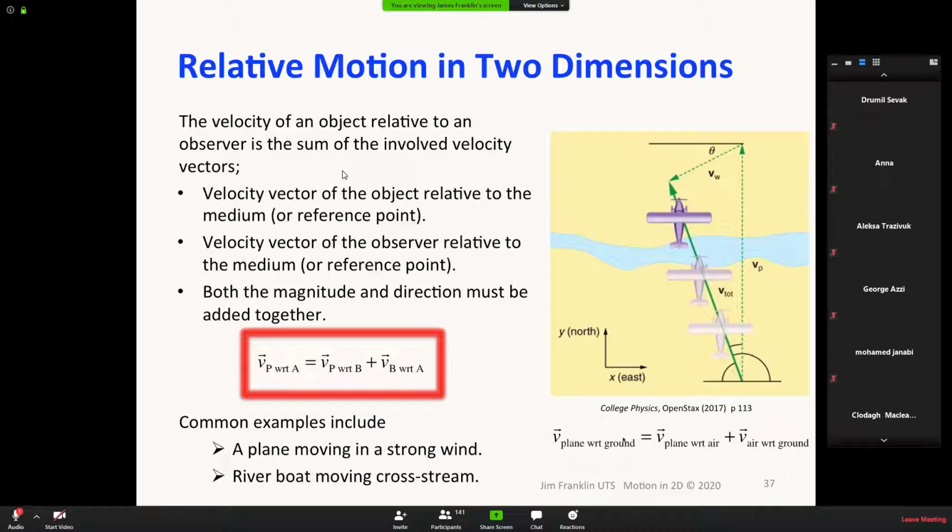The velocity of the plane with respect to the ground will be the velocity of the plane with respect to the air, plus the velocity of the air with respect to the ground. Just add them up as vectors, and we're done.